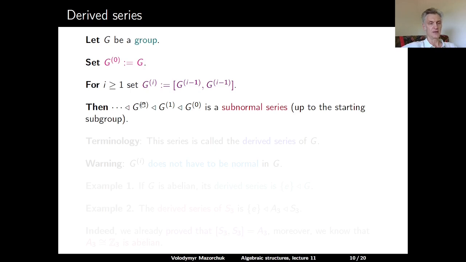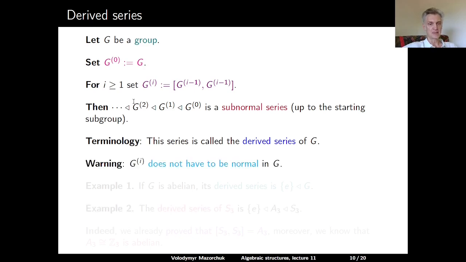Well, formally, it doesn't have to go all the way to the identity, so we can add the identity as a starting point if we wish. And this series is called the derived series of G. Let us note that each G upper i is normal in G upper i minus 1, but it doesn't have to be normal in G. So it's really a subnormal series, not a normal series.